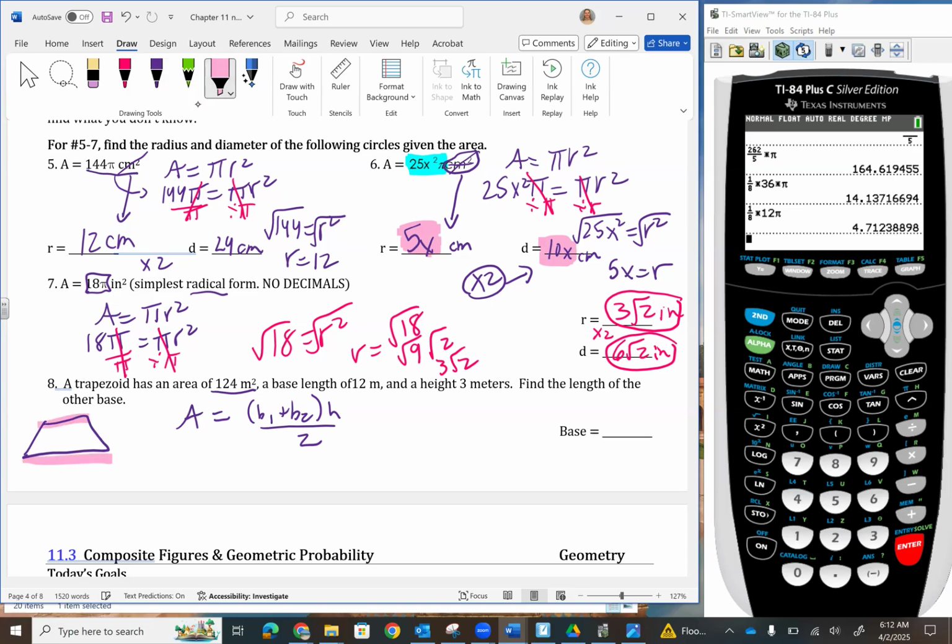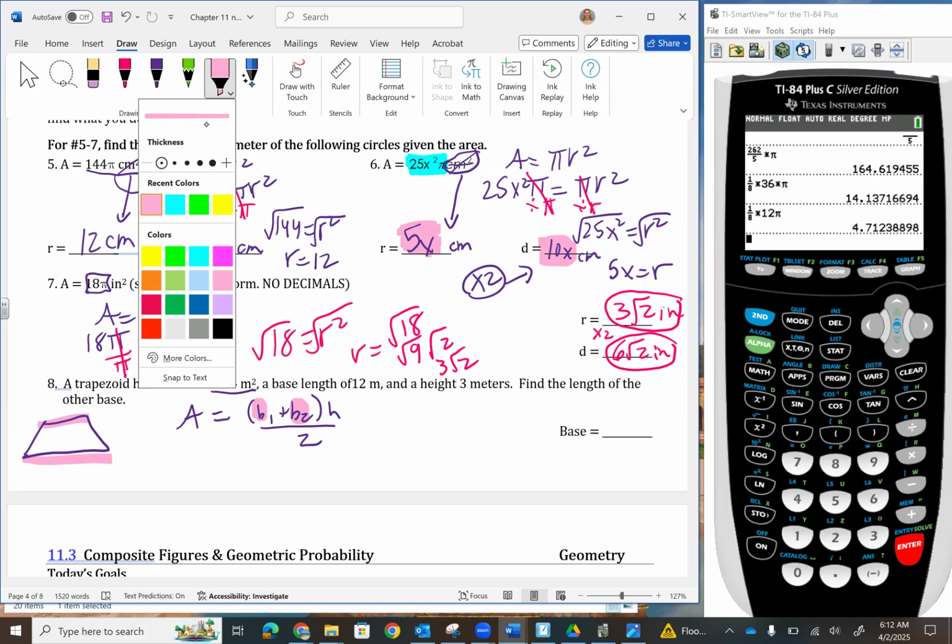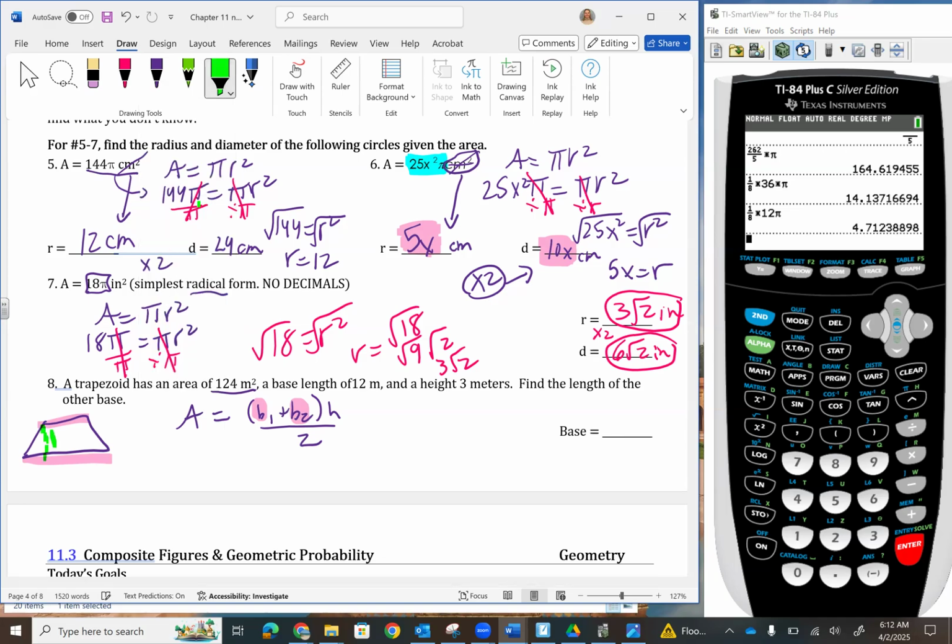To find the area, you add those 2 bases up, you times it by the height, and then you divide by 2. The height is going to be perpendicular to that base, between these 2 bases. So let's plug in what we know and solve for what we don't. They give you the area, and again, we'll ignore the label. It's 124, and we'll use the label when we're done. It equals base 1, which is 12 meters, plus x. We don't know if it's base 1 or base 2, it doesn't matter. And then the height is 3 over 2.